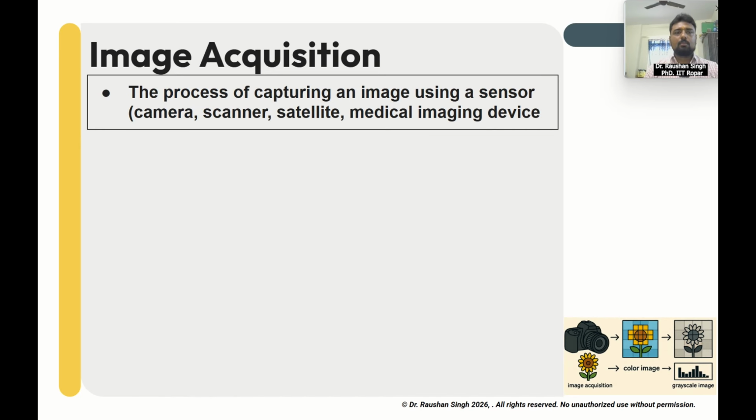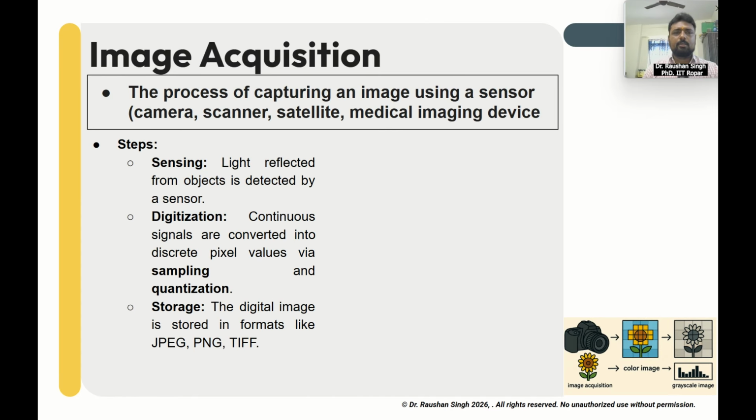Image acquisition is nothing but the process of capturing an image using a sensor, camera, scanner, satellite, medical imaging system. A lot of possibilities are there. So what are the basic steps in taking the input image? First is sensing. Light reflected from the object is detected by a sensor, the same way as we see some object. When the light hits something and then hits your eyes, you are able to see things.